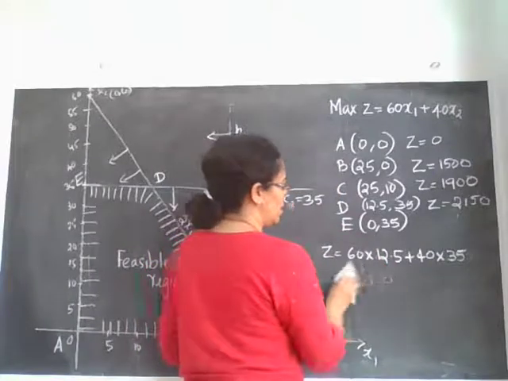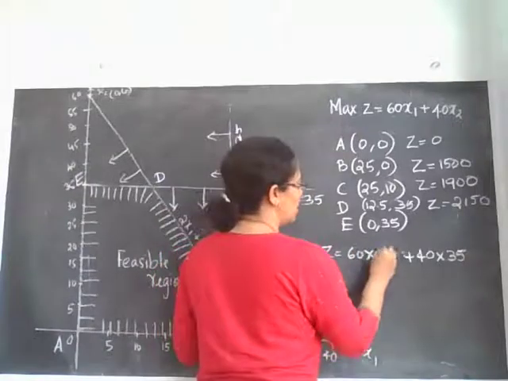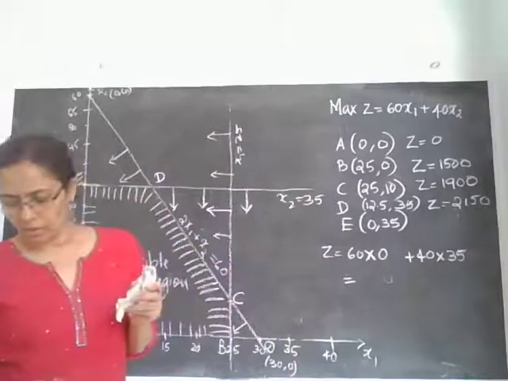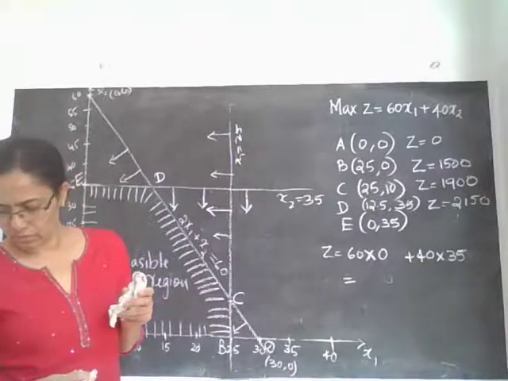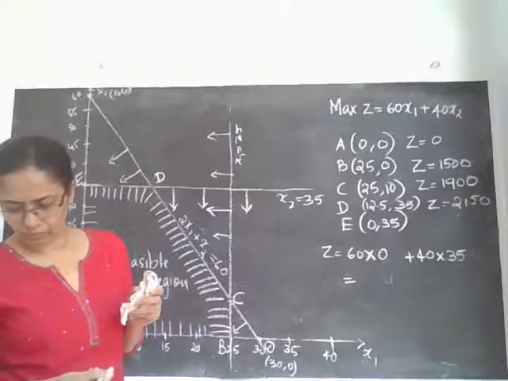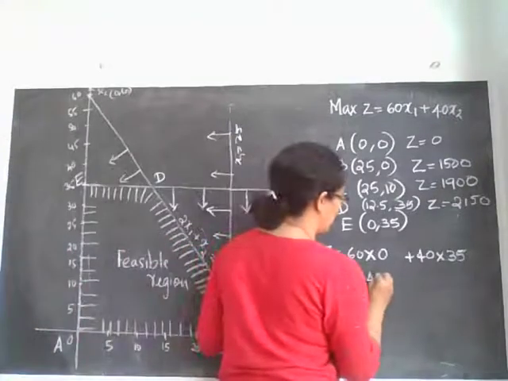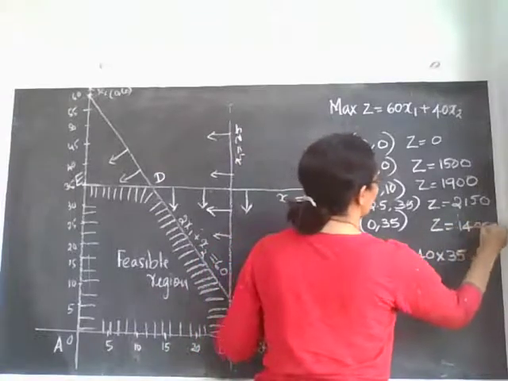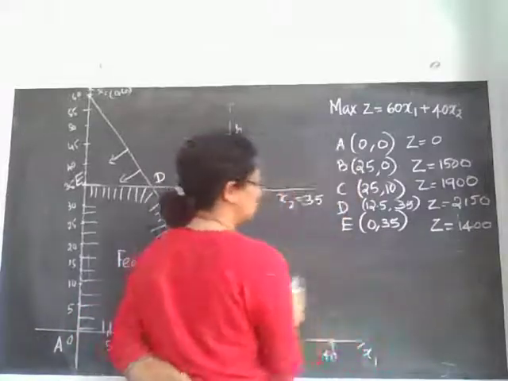2150. Now next is E: 0 plus 40 into 35. So you have here 1400. So Z is equal to 1400. So you got the values for all the points.